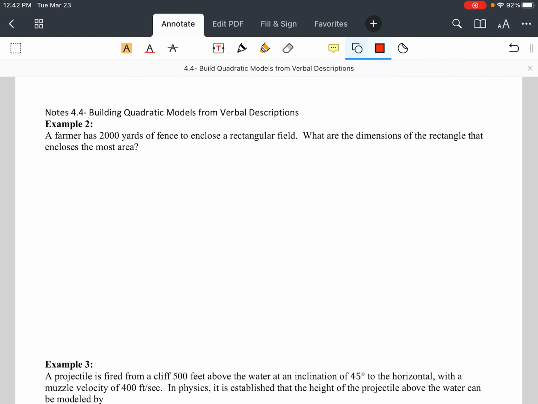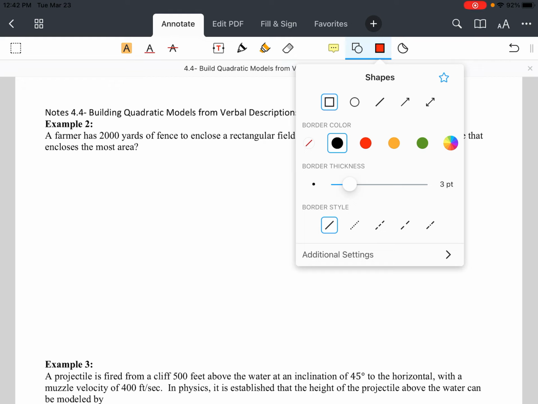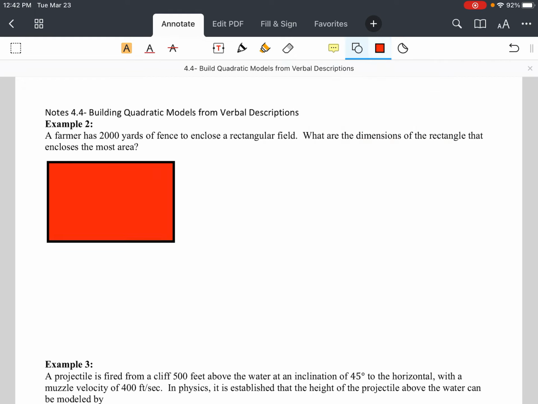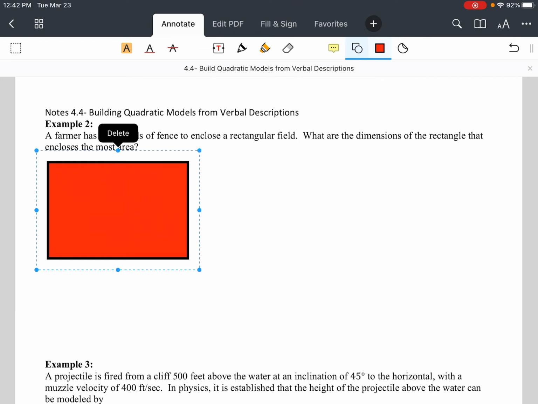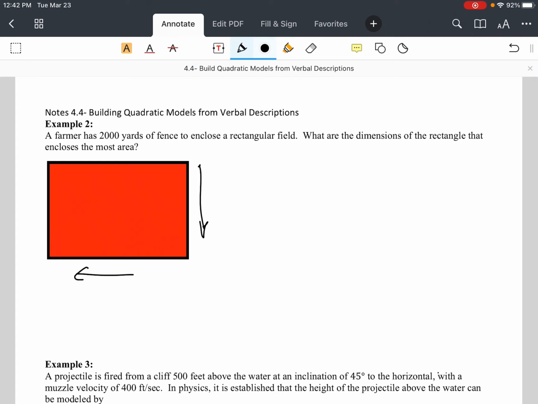So we're going to draw a picture of a rectangle, because he has a rectangular field. It says that the farmer has 2,000 yards of fence. So in other words, to go all the way around, he has to use all 2,000 yards of his fence. Another way to say this is that the perimeter of the fence has to be 2,000 yards. So the perimeter is 2,000 yards.